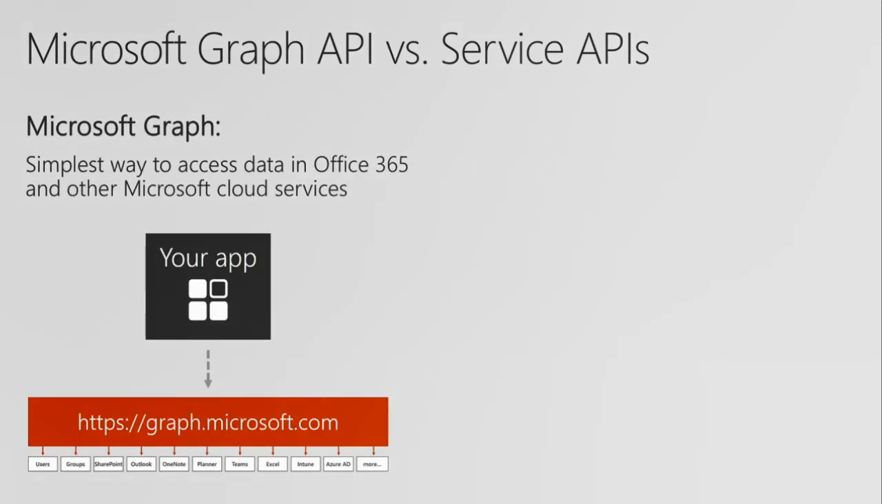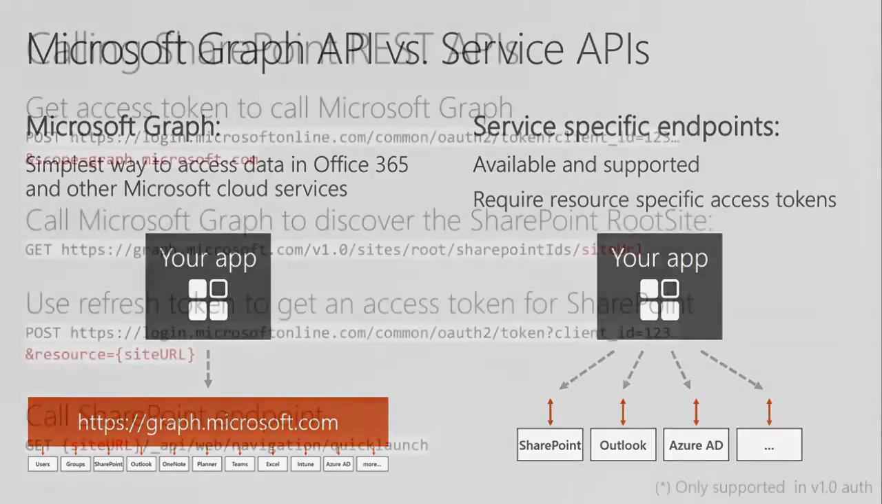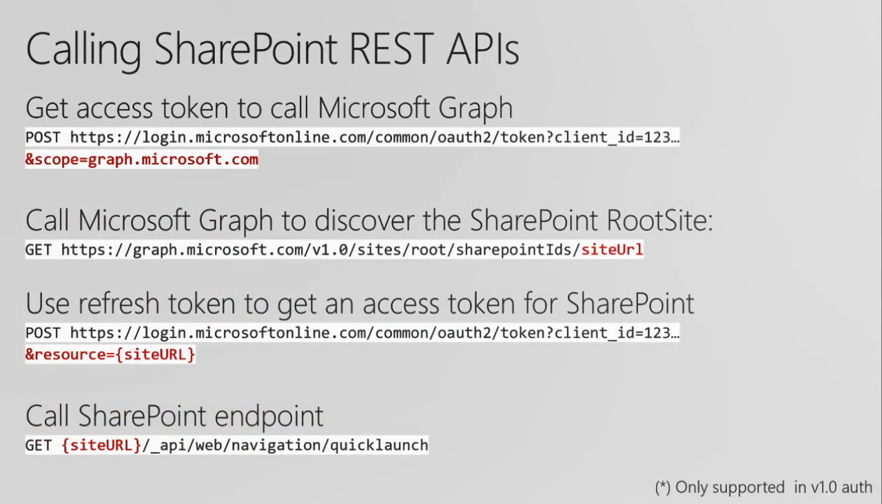And while the Microsoft Graph is the simplest way to access all of this data, there's still things that are in the specific endpoints, and you'll need to call those specific endpoints. I wanted to show an example of calling the SharePoint REST APIs for things that are not in the Microsoft Graph. So let's go through the steps to doing that.